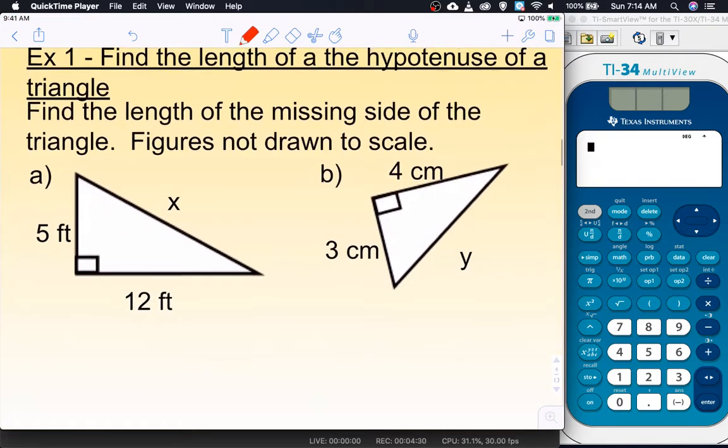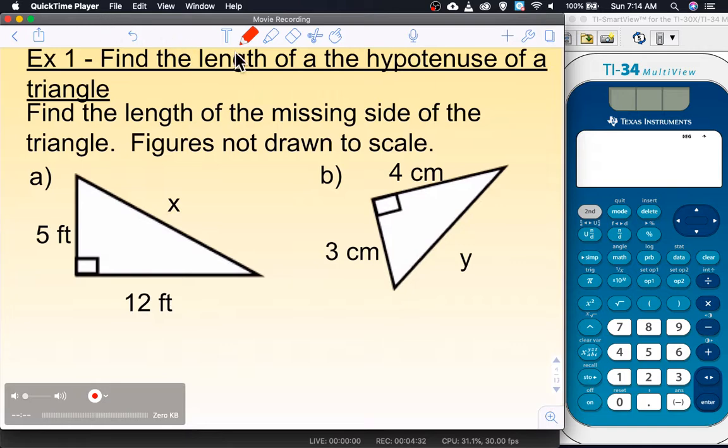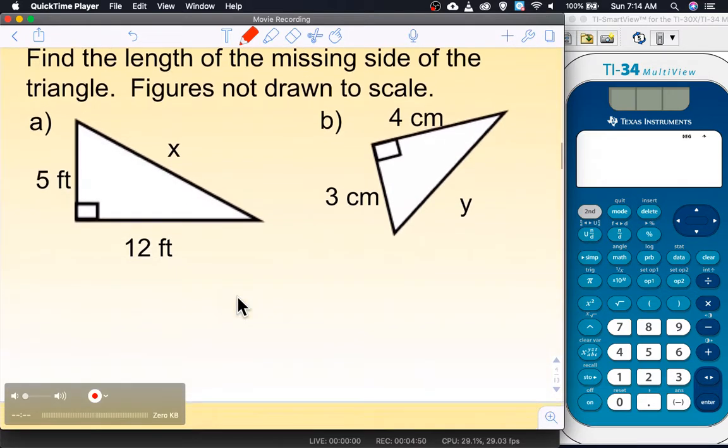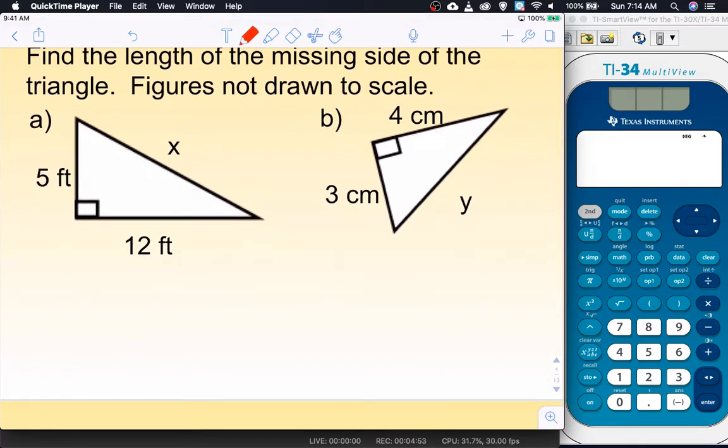So let's see how this Pythagorean theorem works out. We want to find the length of the hypotenuse. I want to find out how big this piece is. So find the length of the missing side of the triangle. Figures are not drawn to scale, meaning if you actually measure this, obviously it's not going to be 12 feet and 5 feet. I just drew some triangles and threw some side lengths on them. So you can't always go by what the picture looks like when you're doing geometry type problems.